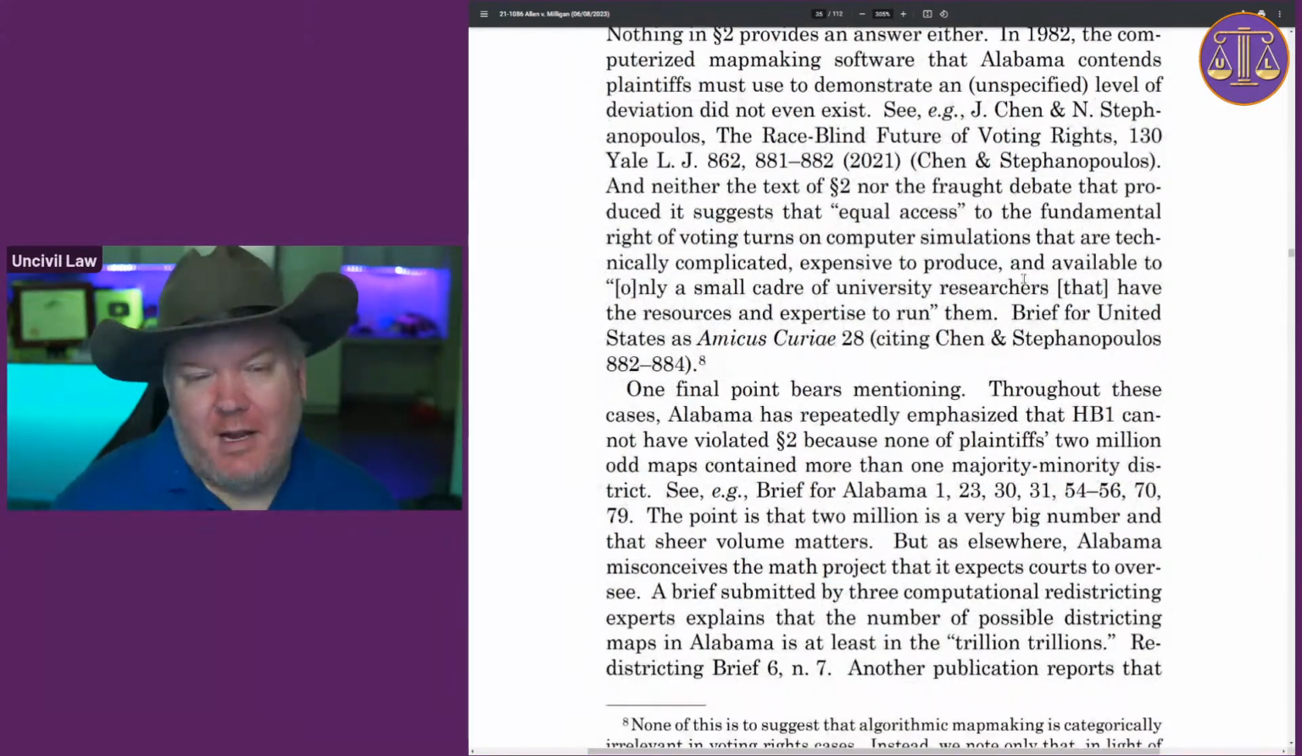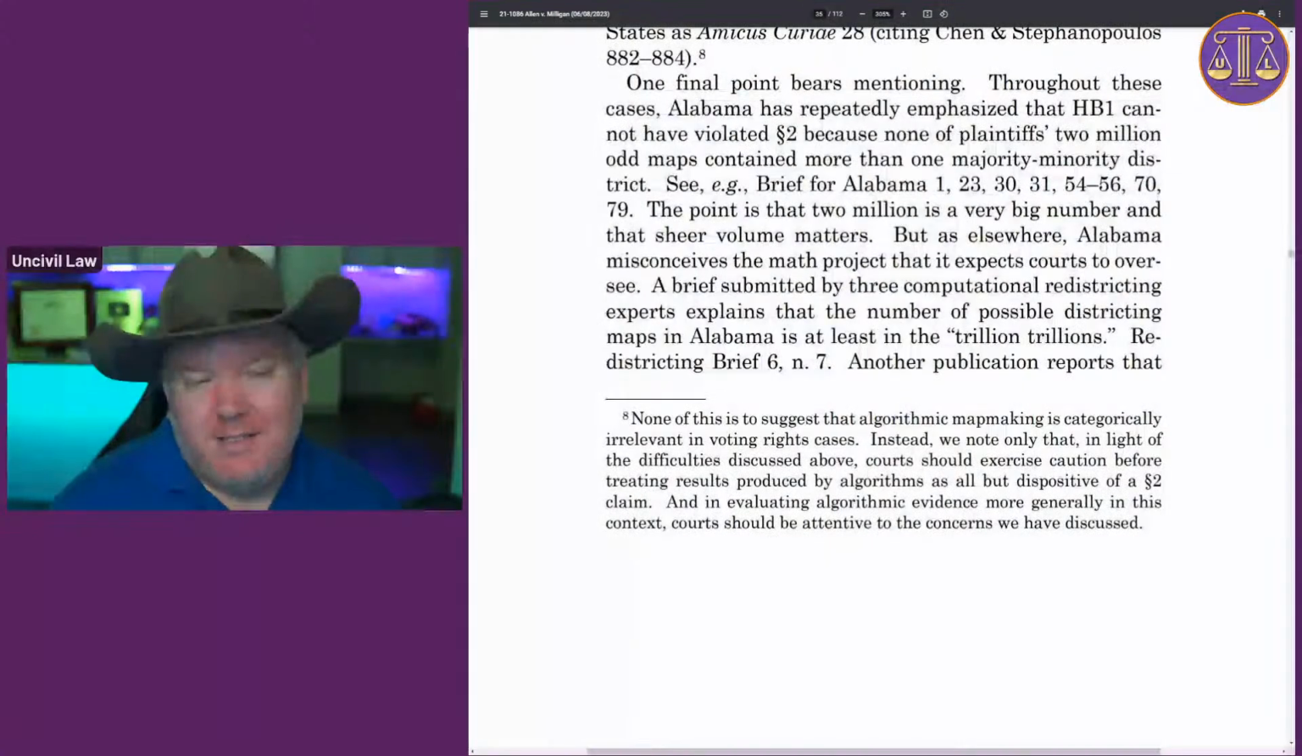One final point bears mentioning. Throughout these cases, Alabama has been repeatedly emphasizing that the law cannot violate Section 2 because none of the plaintiffs' 2 million-odd maps contain more than one minority-majority district. The point is that 2 million is a very big number and the sheer volume matters most. But as elsewhere, Alabama misconceives the math project it expects the courts to oversee. A brief submitted by 3 computational redistricting experts explains the number of possible redistricting maps is at least in the trillions of trillions.